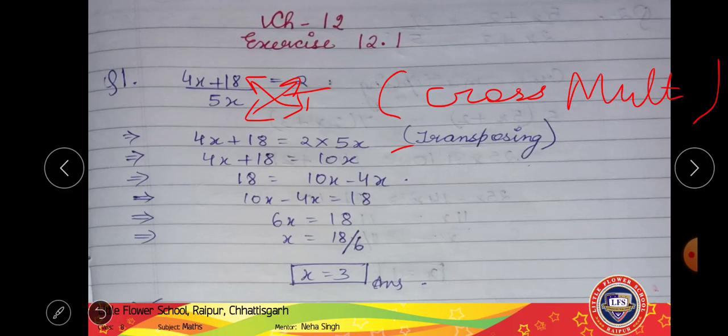Now after this we'll be doing the transposing part. Transposing means moving the similar terms to one side. 4x plus 18 equals to 10x. So see, these x terms will be shifting to one side. So this 4x will come here, right? This 4x will come here.